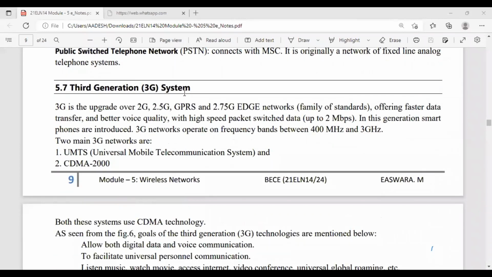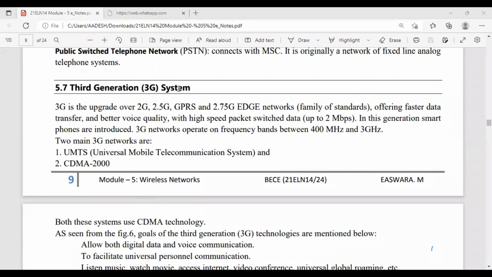Coming to the third generation system. Okay, so once 1G is completed, we got some improvement in the technology. We shifted from analog to digital. We called it 2G, and after 2G we got 2.5G, then GPRS, and 2.7G we called EDGE networks, which offered much faster data transfer and better voice quality with high speed packet switched data up to 2 Mbps, right?